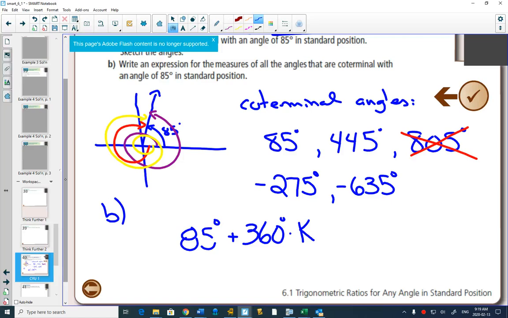So what are those numbers called if k can be 1, 2, 3, 4, 5, or -1, -2, -3, -4, -5? What do we call those numbers? Integers. Do you remember the symbol? So we go comma, and then we define k belongs to the integers. Do you remember the symbol for integers?